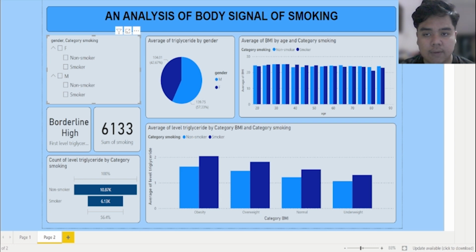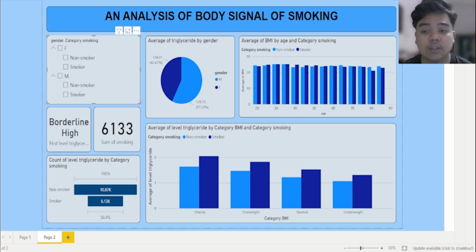The next graph answers research question B: does the level of triglyceride affect smoking? Graph C shows that there are 10.87 thousand non-smokers who have high levels of triglyceride, compared to smokers, which is almost half of the non-smokers, with only 6.12 thousand having a high level of triglyceride.